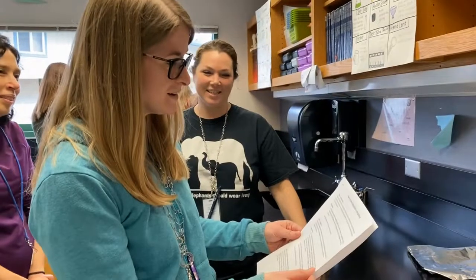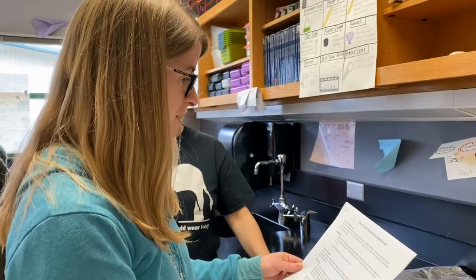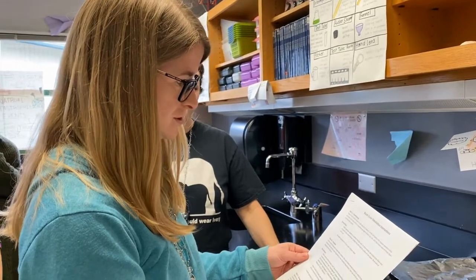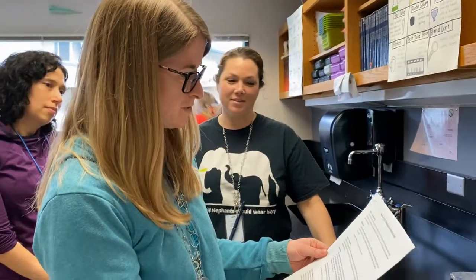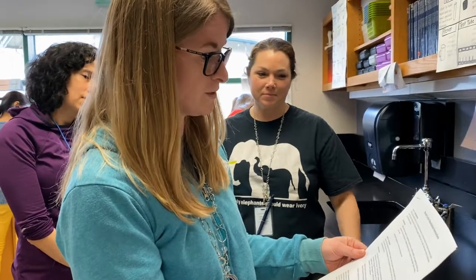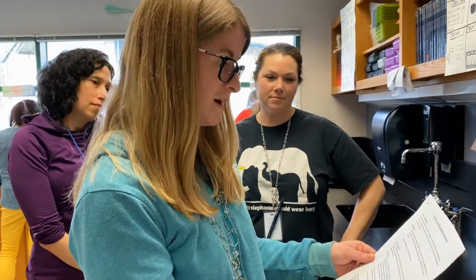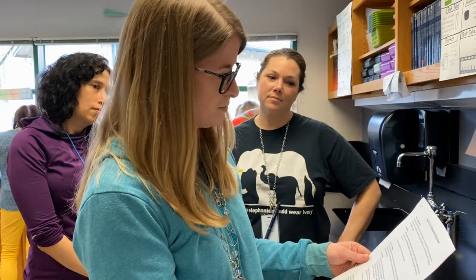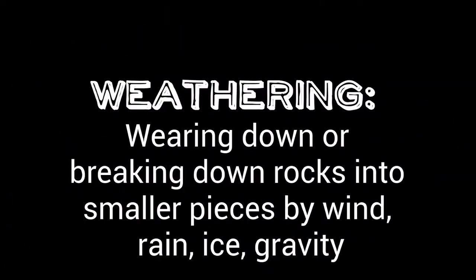Part 1, weathering. Rocks are broken down by the forces of nature. In this simulation, the crayons represent rocks and the coin represents a weathering agent, wind, sun, ice, rain, that causes rocks to break down into smaller pieces.